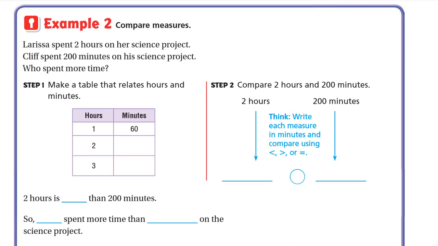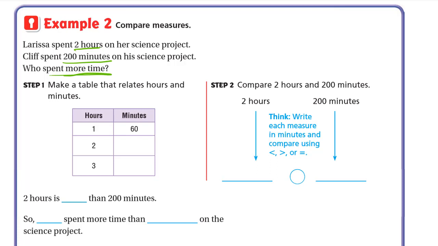Here, example 2, compare measures. Larissa spent 2 hours on her science project. Cliff spent 200 minutes on his science project. Who spent more? So we need to compare the 2 hours with 200 minutes. So we need to know the 2 hours are how many minutes. So we will make a table to help us.